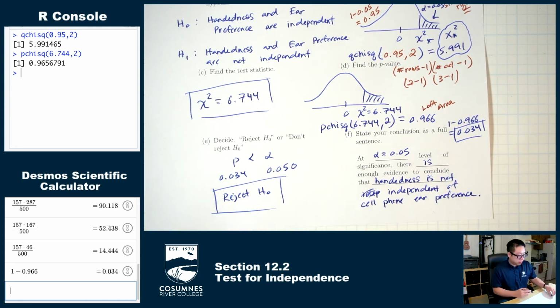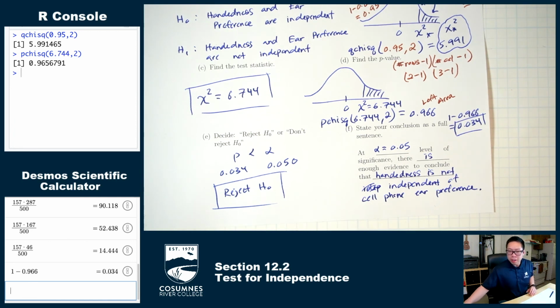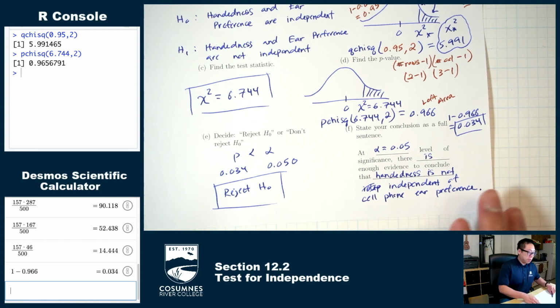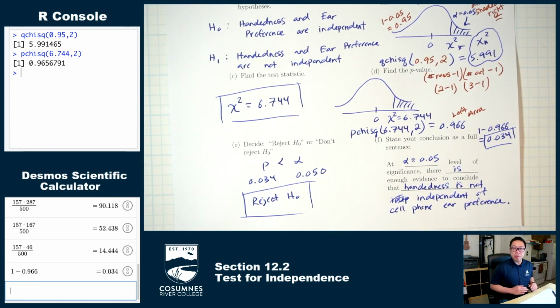In other words, handedness and ear preference are somehow related. So if you're right-handed, you do prefer one side or the other. And I think I'm right-handed. I think I prefer the right side. Okay, so that's an example of a test for independence.